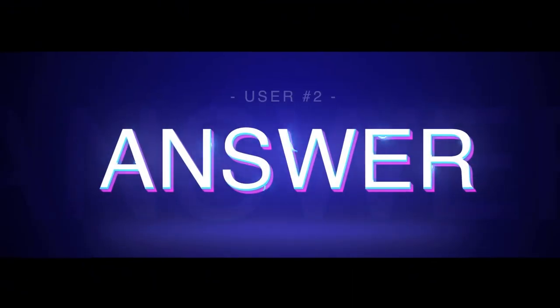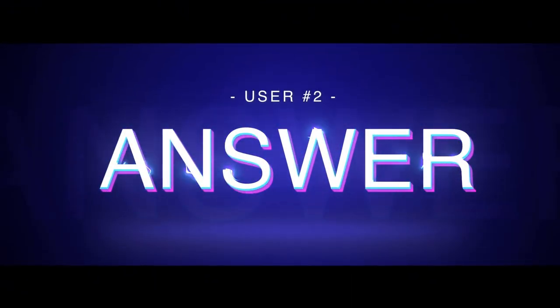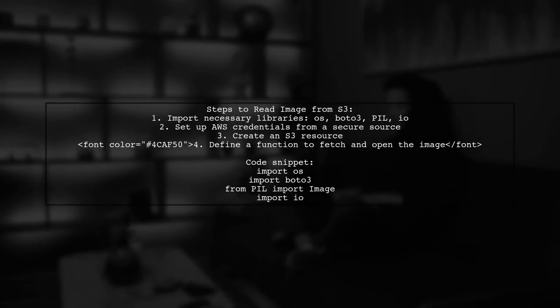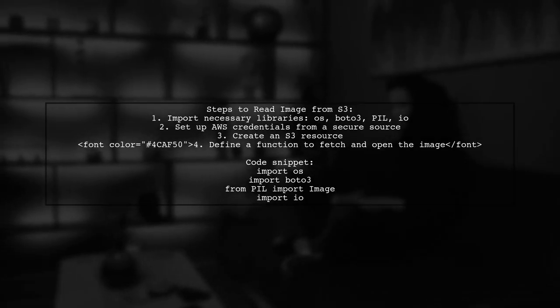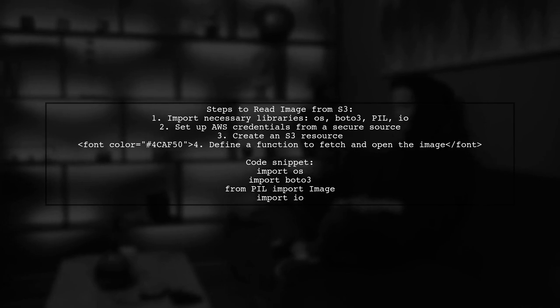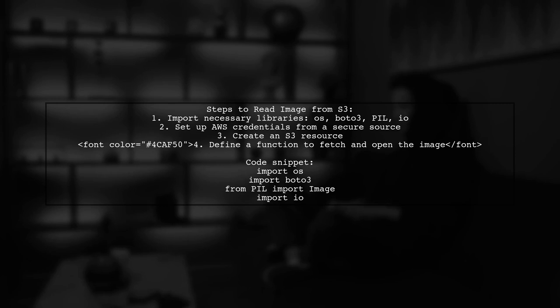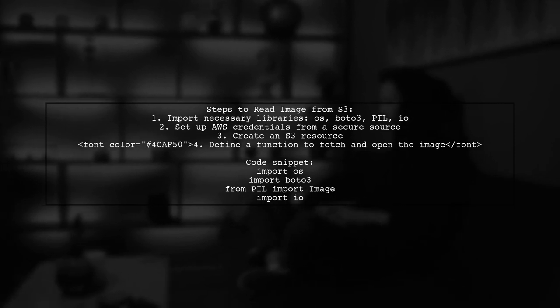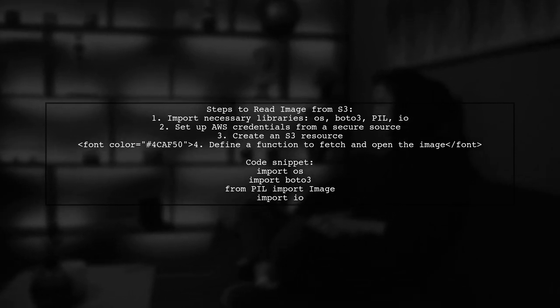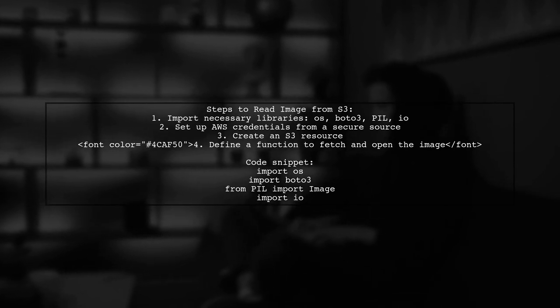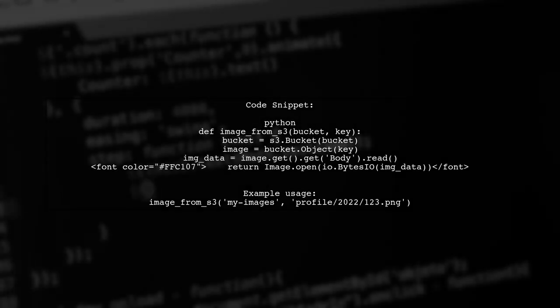Let's now look at another user-suggested answer. To read an image file from an S3 bucket directly into memory, you can use the Boto3 library in Python. First, ensure your AWS credentials are stored securely, not hard-coded in your script. Here's a code snippet to get you started. Use the image from S3 function, passing your bucket name and the file path to retrieve the image.